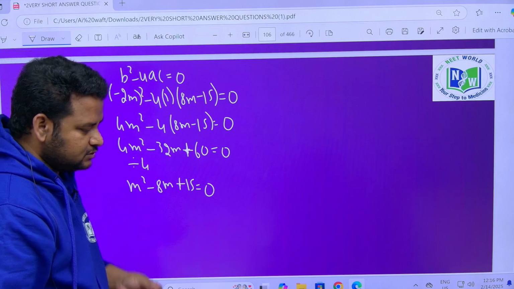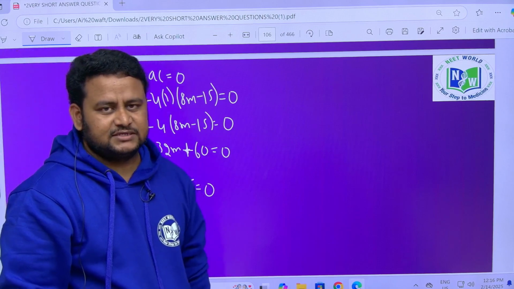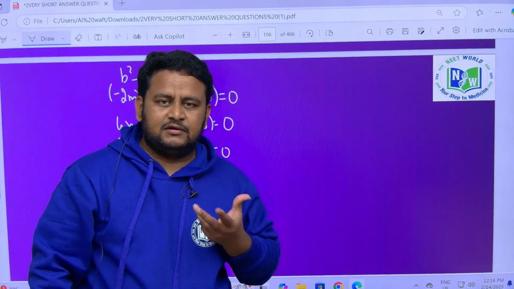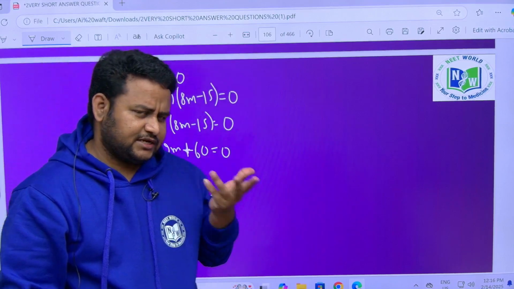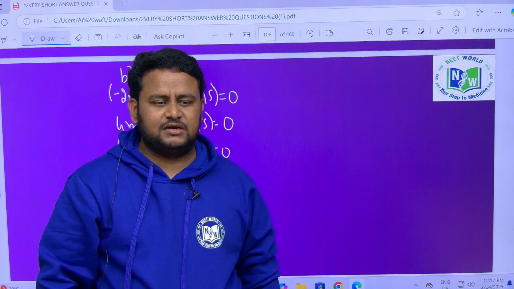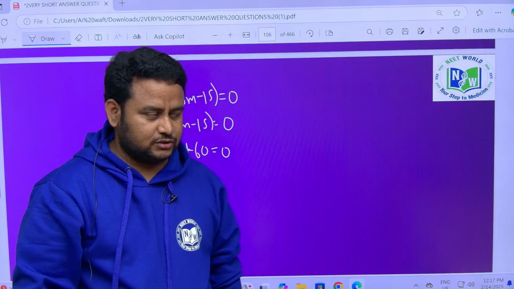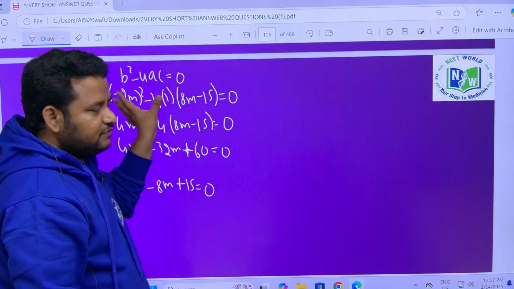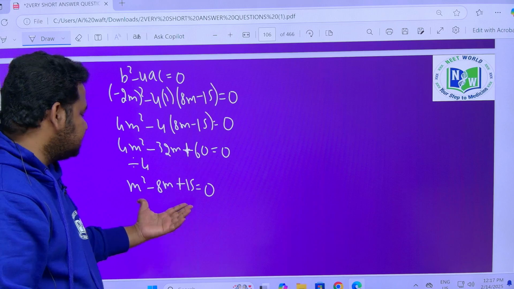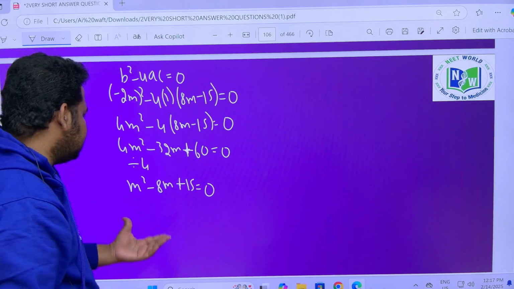Got it, friends? So we started with discriminant is equal to 0. First we rearranged the equation, and we compared it with our standard equation ax square plus bx plus c is equal to 0. Then we took the value of discriminant is equal to 0, that is already given. Then we arrived at this quadratic equation in terms of m. Let us solve this now.